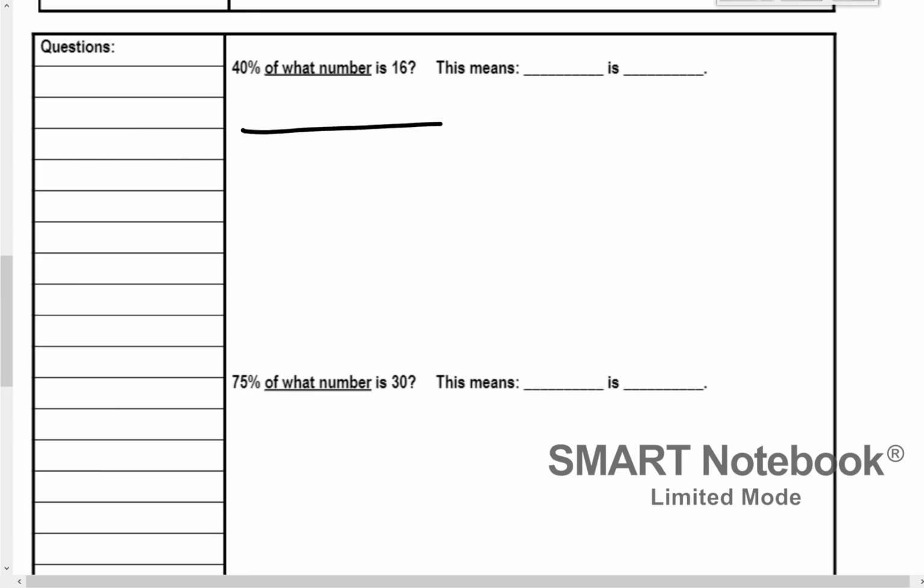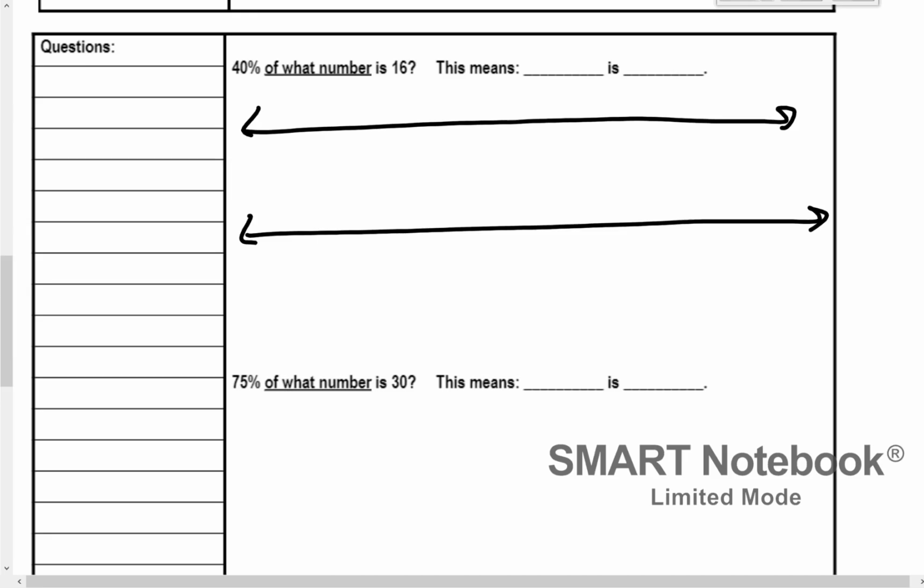All right, here we have 40%. I'm just going to start with my number lines. Then I'm going to head back up and pull out our information. 40% of what number is 16? This means 40% is 16.